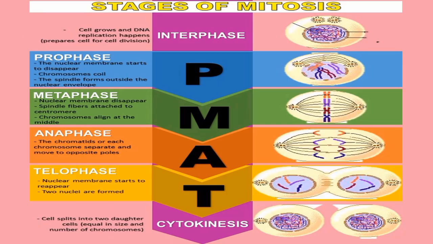Now let's proceed to the different stages of mitosis. I would like you to remember PMAT. This acronym will help you to easily remember the different stages of mitosis. I repeat, PMAT. P for prophase, M for metaphase, A for anaphase, and T for telophase.